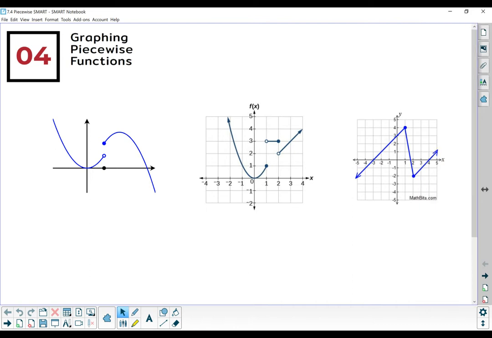So piecewise functions are functions that are made up of little pieces of other functions. I've got 3 examples on the board right now. The first one is made up of 2 pieces of a parabola. We've got this one and this one. The middle function has a piece that is a parabola, a piece that is a horizontal line, and a piece that is a diagonal line. And then this last piecewise function over here is made up of 3 pieces of lines. So piecewise functions are functions that are made up of pieces of other functions.